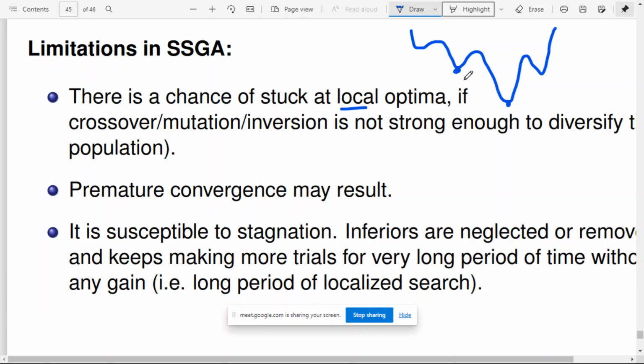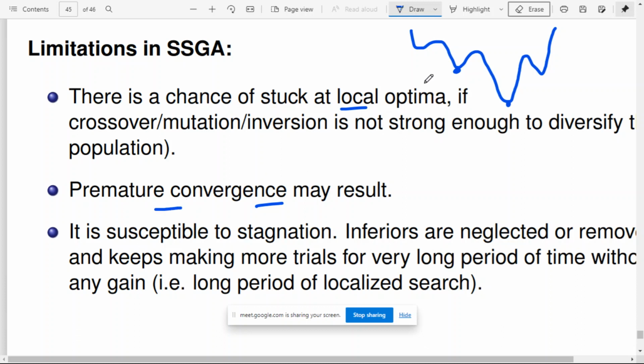So in SSG also there are chances that the algorithm may get stuck in local minima if crossover, mutation and inversion is not strong enough to diversify the population. Premature convergence may result. Premature convergence means local optima. Local optima is nothing but a premature convergence.